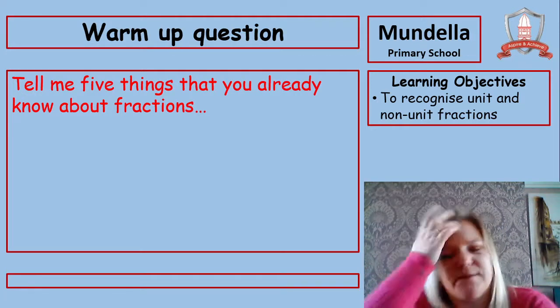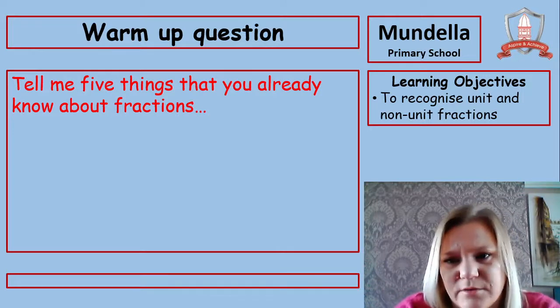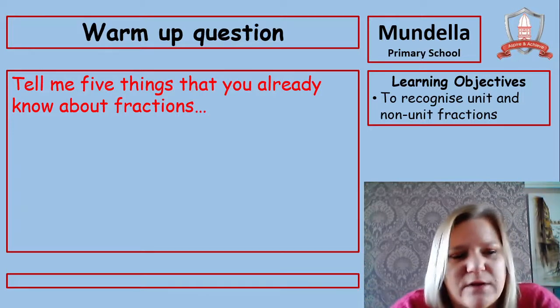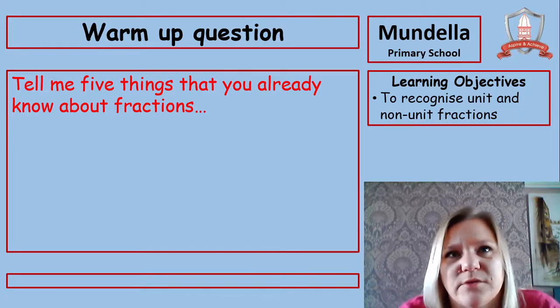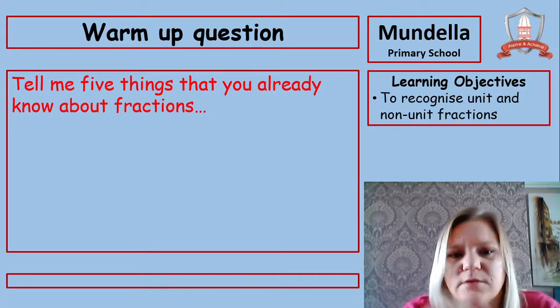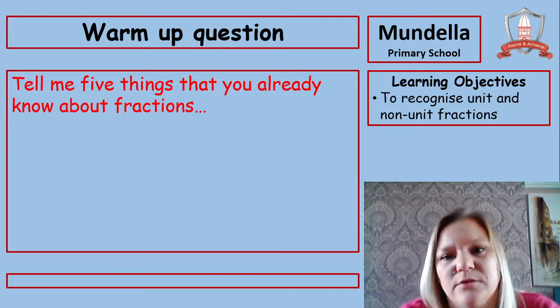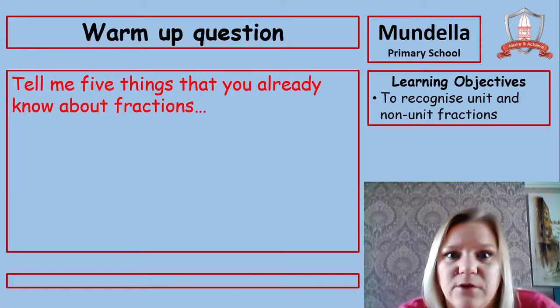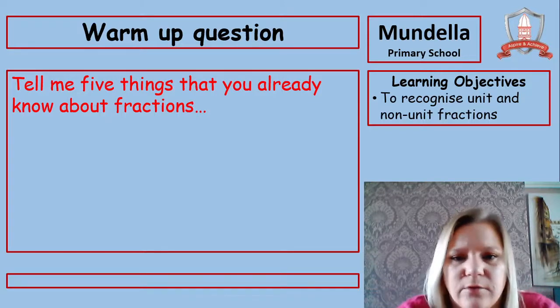To get our brains thinking about fractions, tell me 5 things that you already know about fractions. I always think of a fraction as part of something. So you might want to think of it as like a chocolate bar, and each part that is broken up into is a fraction of the whole amount. Or a pizza, how many slices it's got out of it. Tell me 5 things that you already know about fractions. Pause the video and write them down.